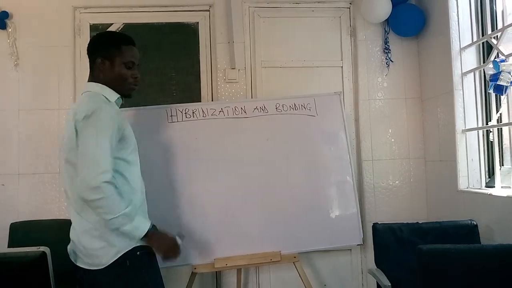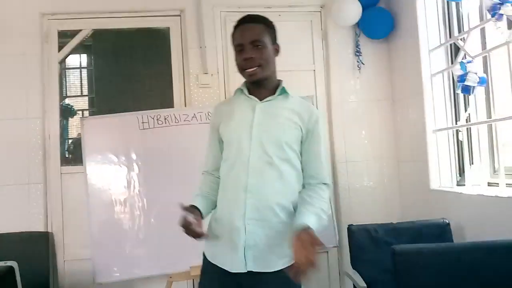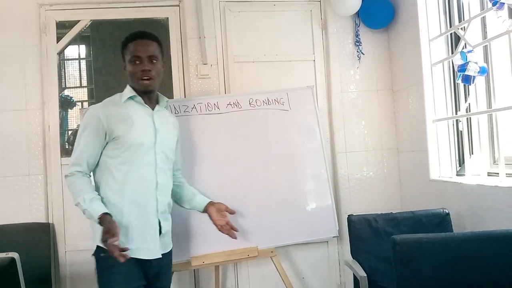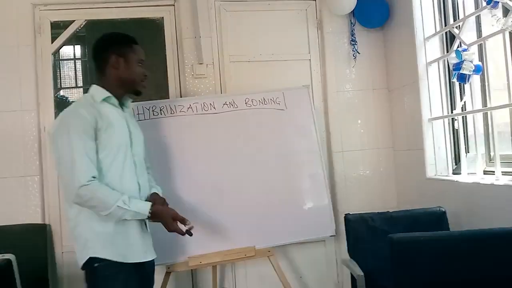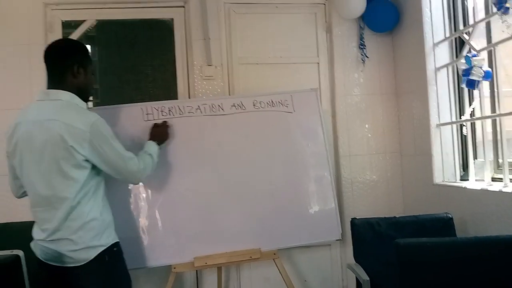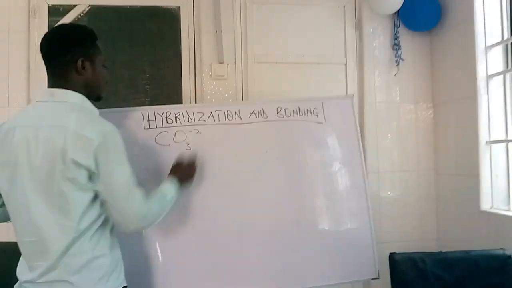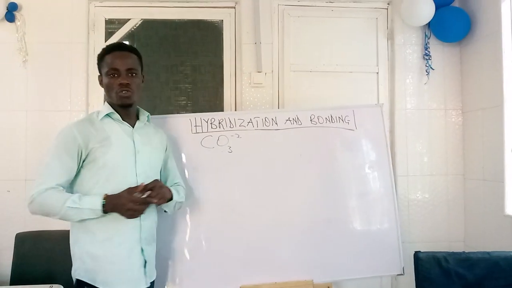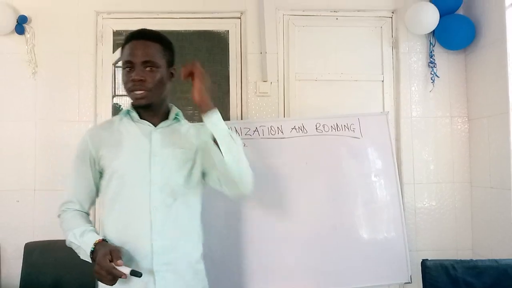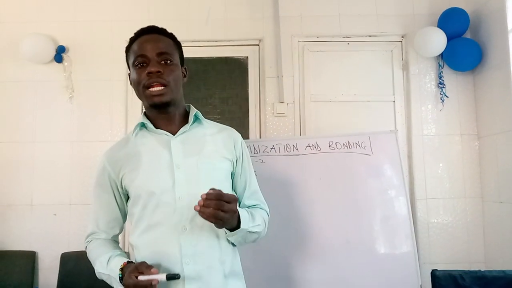Now, someone will say, what if I have a molecule and it is a radical, carrying a charge? How do I know the type of hybridization in that? We can also do that. Let's assume we have CO3 2-, the carbonate ion. If I have the carbonate ion and I want to know the type of hybridization in this, it's very simple.